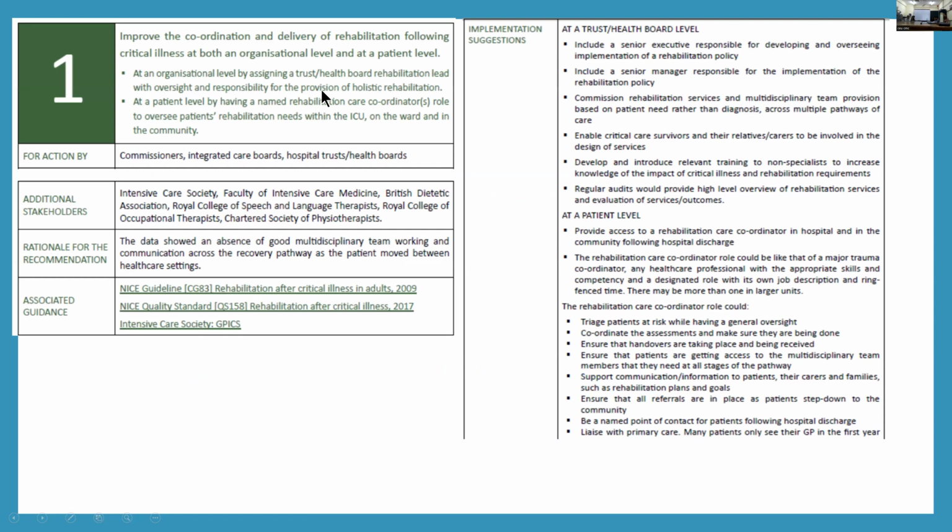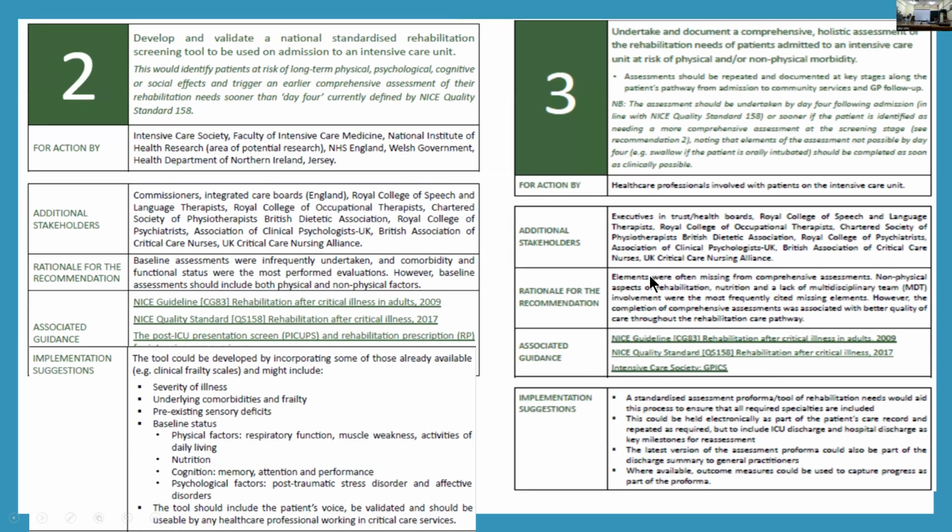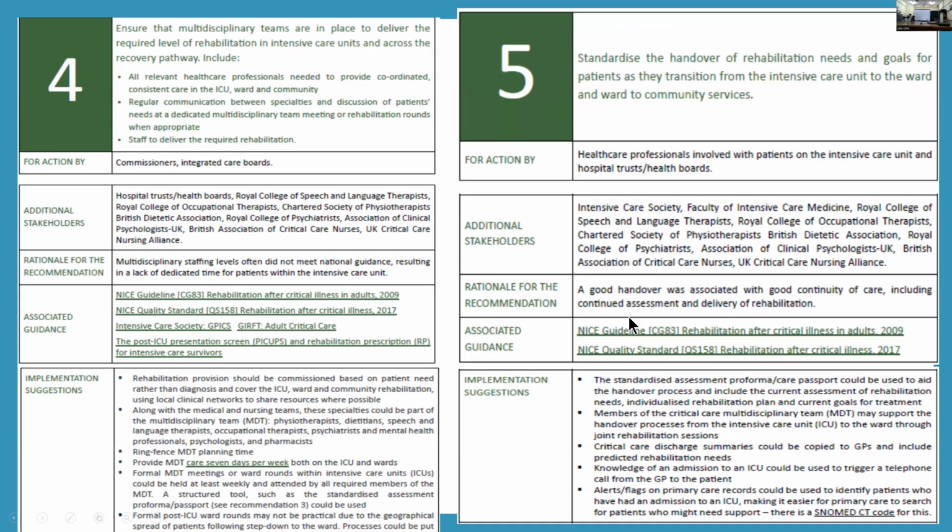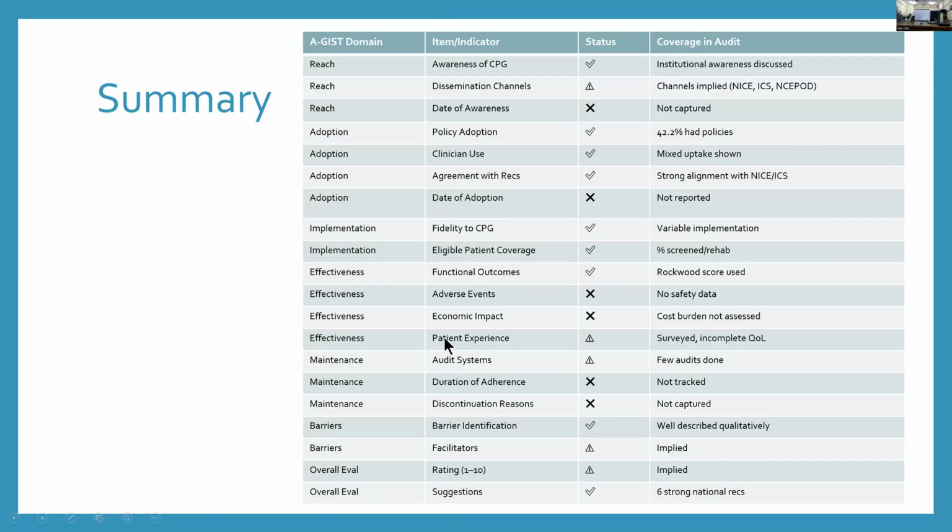This is the first recommendation. They've given the recommendation. They have given who has to take the action, the additional stakeholders, the rationale, associated guidance, and then suggestions for implementation. They have also divided it into trust level, patient level, and the coordinator's level. So this is the first. They have given 6 recommendations in the same format, very extensively and very well given.